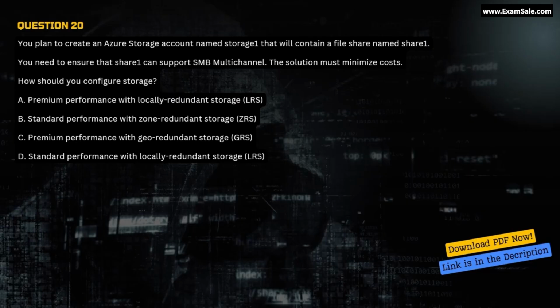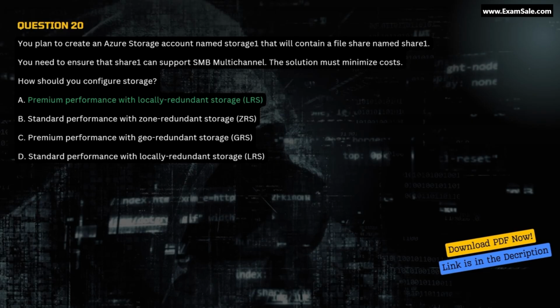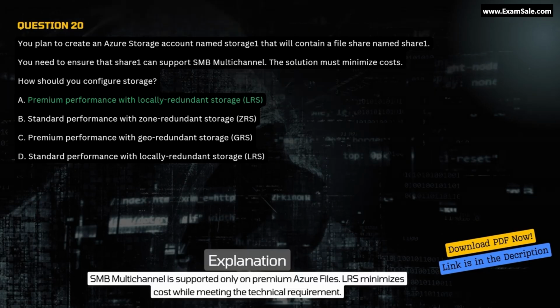A. Premium performance with locally redundant storage, LRS. B. Standard performance with zone redundant storage, ZRS. C. Premium performance with geo-redundant storage, GRS. D. Standard performance with locally redundant storage, LRS. Correct answer A. Premium performance with locally redundant storage, LRS. Explanation. SMB multi-channel is supported only on premium Azure files. LRS minimizes cost while meeting the technical requirement.